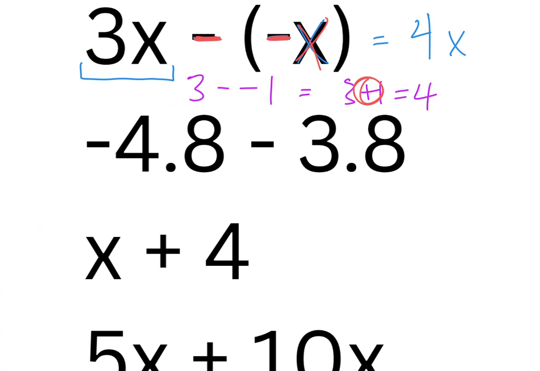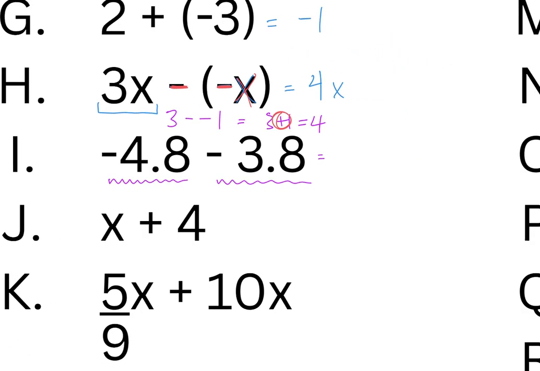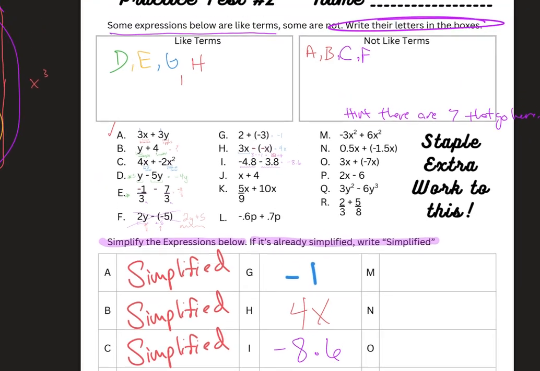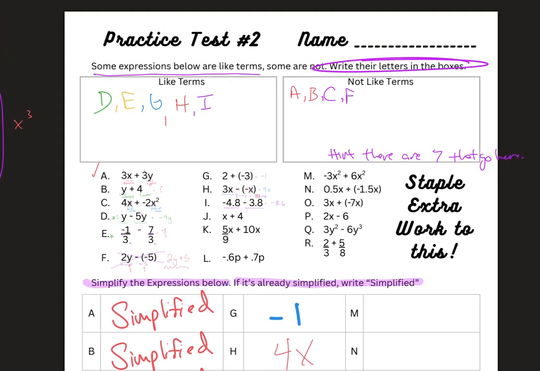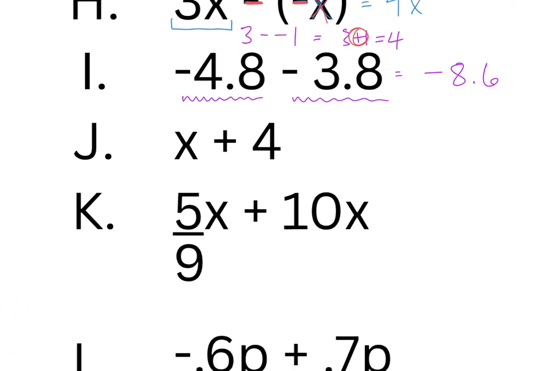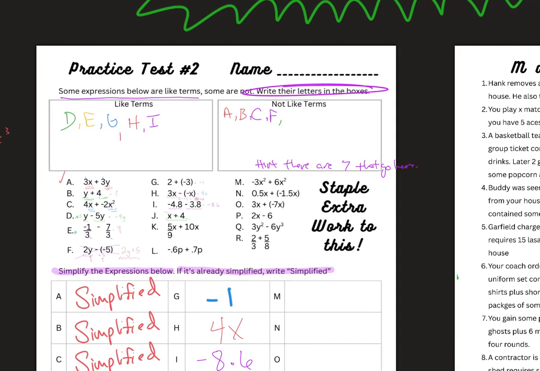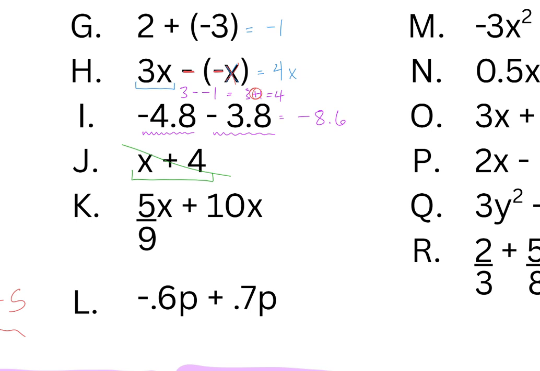I, -4.8 minus 3.8. You have lost $4.80. You lose another $3.80. You have lost $8.60. So -8.6. Those are definitely like terms. J, I'm hoping that you're starting to get the hang of this by now. X plus 4, not like terms. There's J. Let's talk about K.